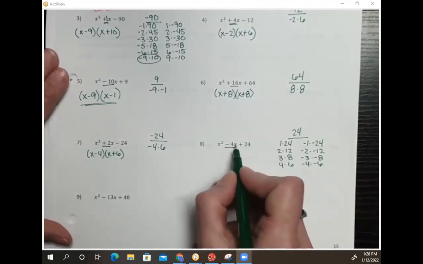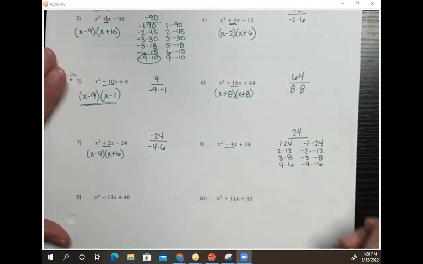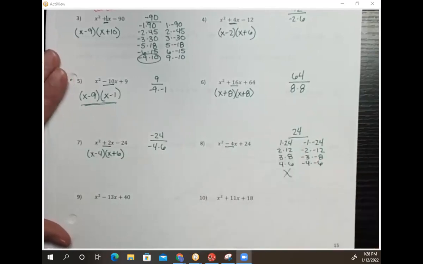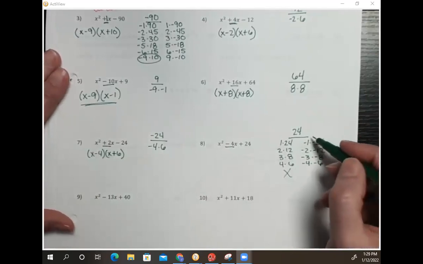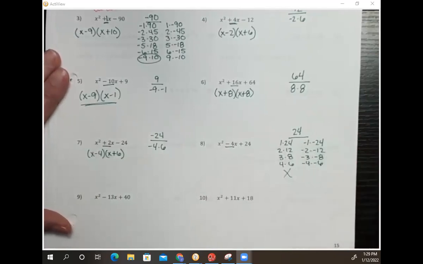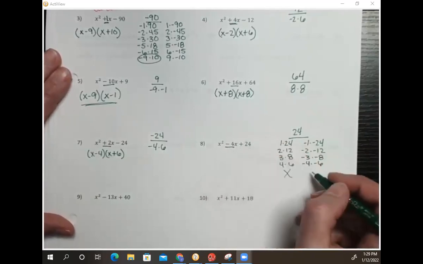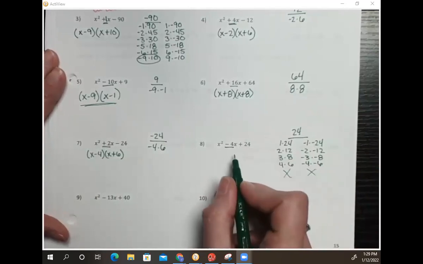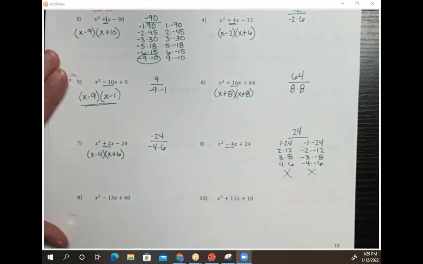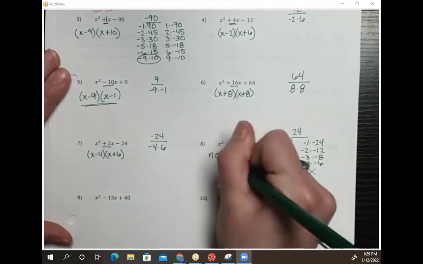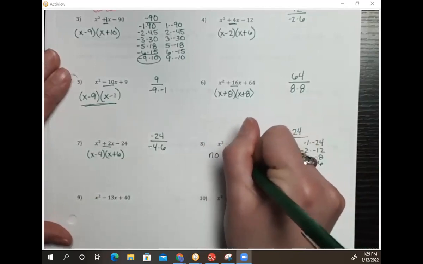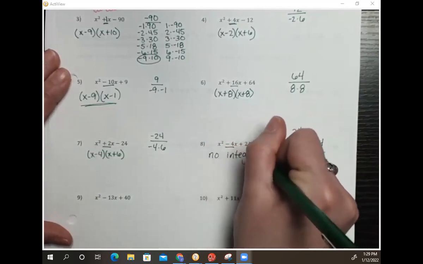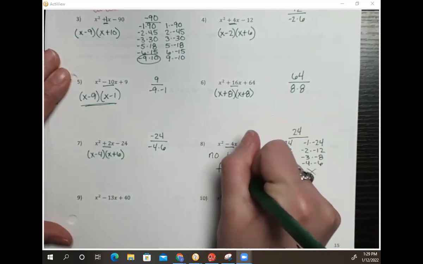Now, I want to add to get negative 4. So it's not going to be any of the positive stuff. What about anything from the negative list? Does that work? Nothing in there is going to add to give me negative 4, right? Okay. So this is an example of a quadratic that doesn't have integer factors. So when we run into that, we're going to write no integer factors.